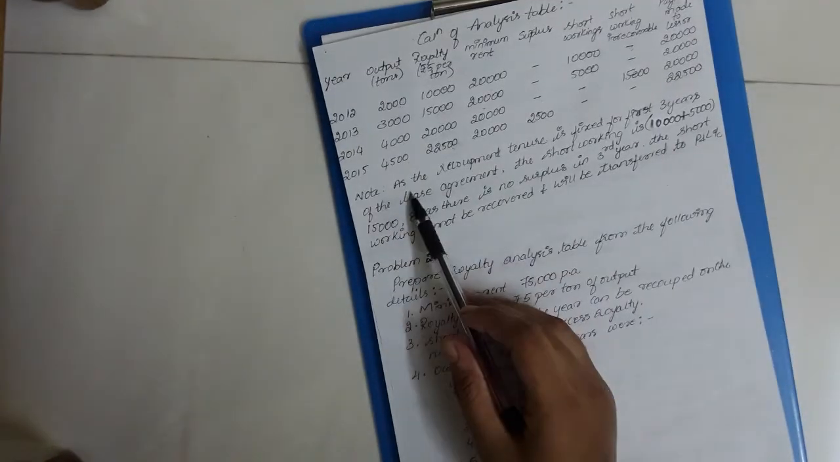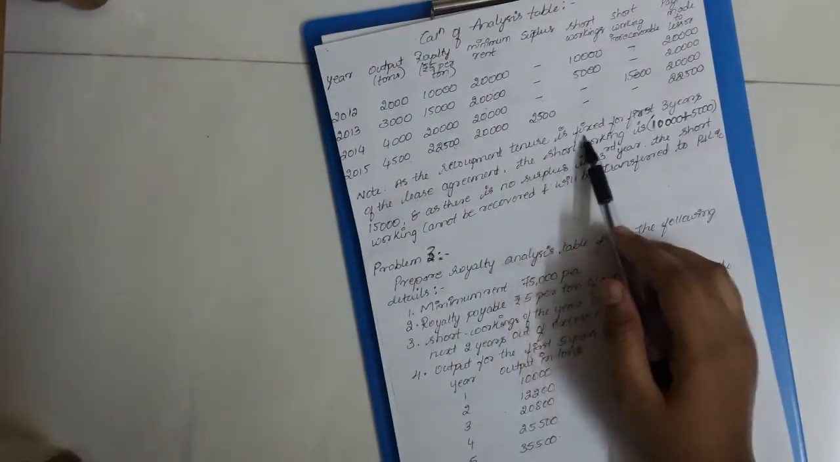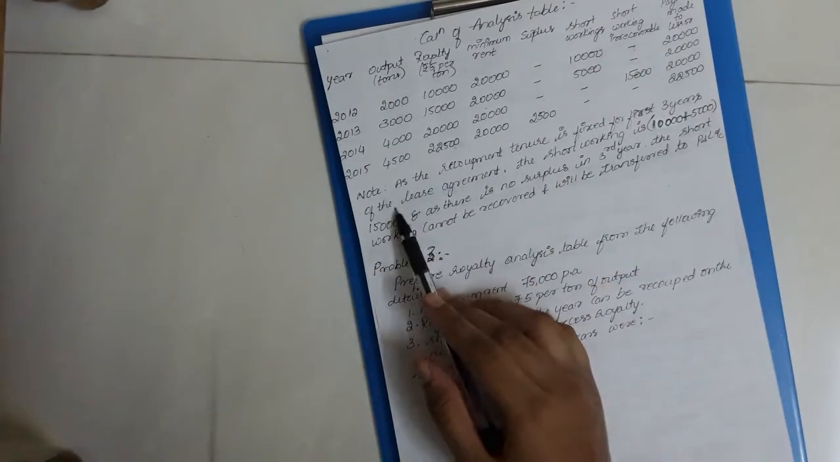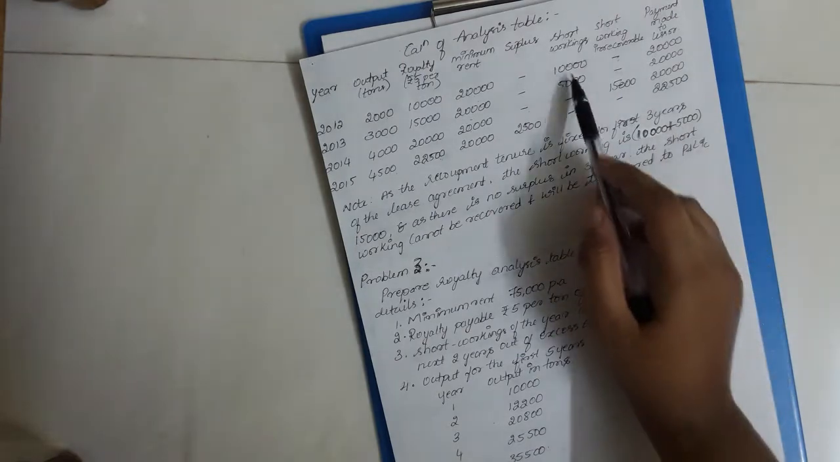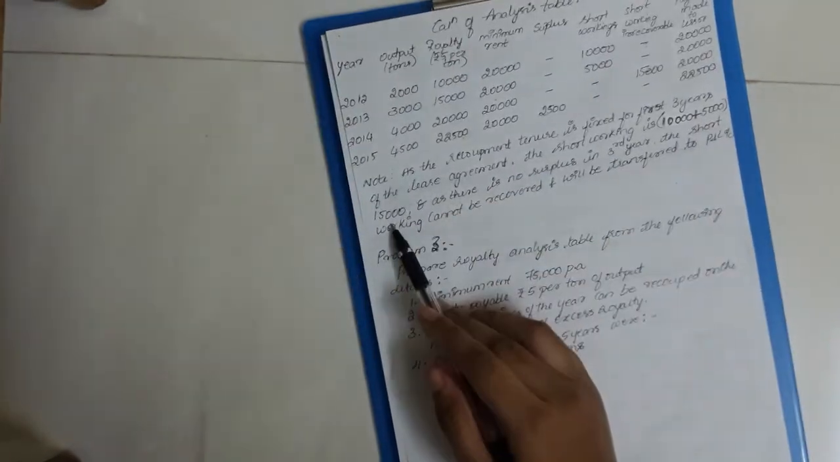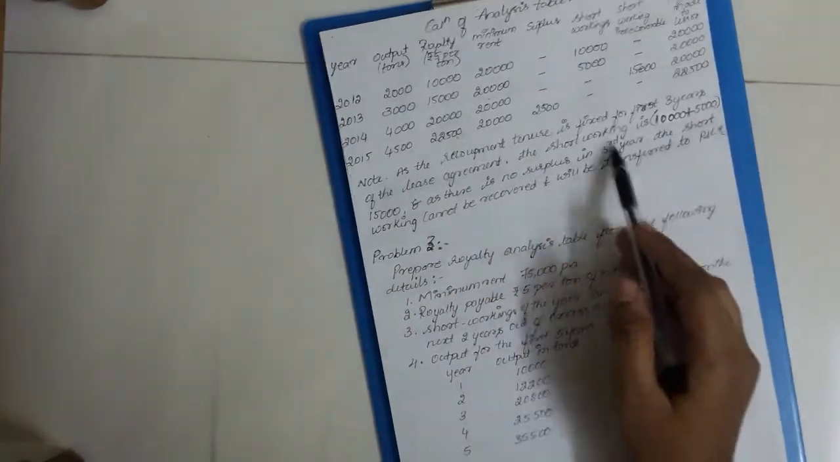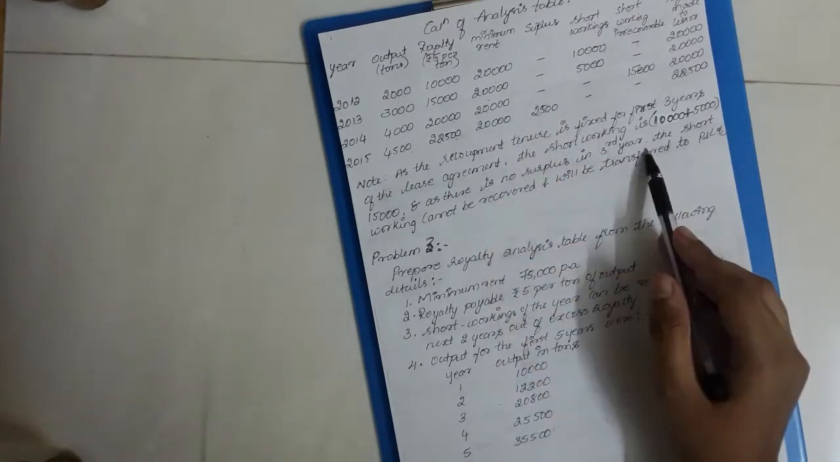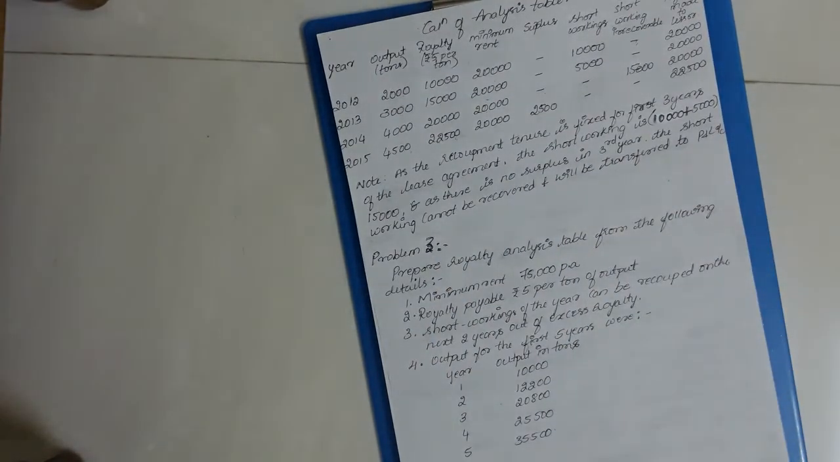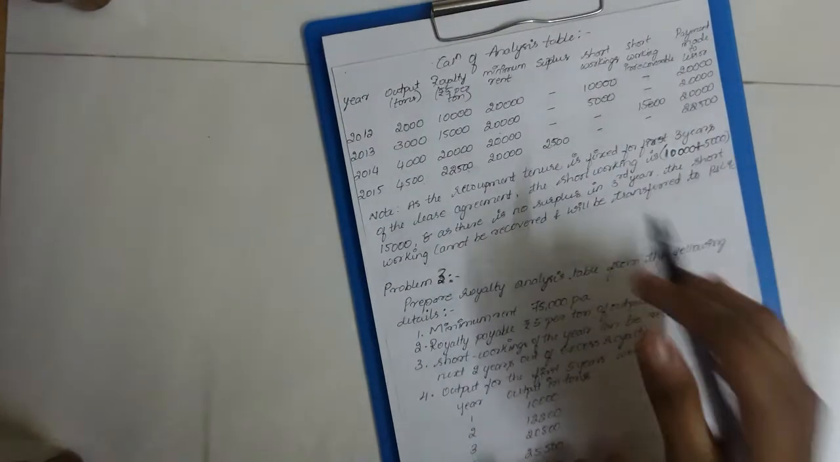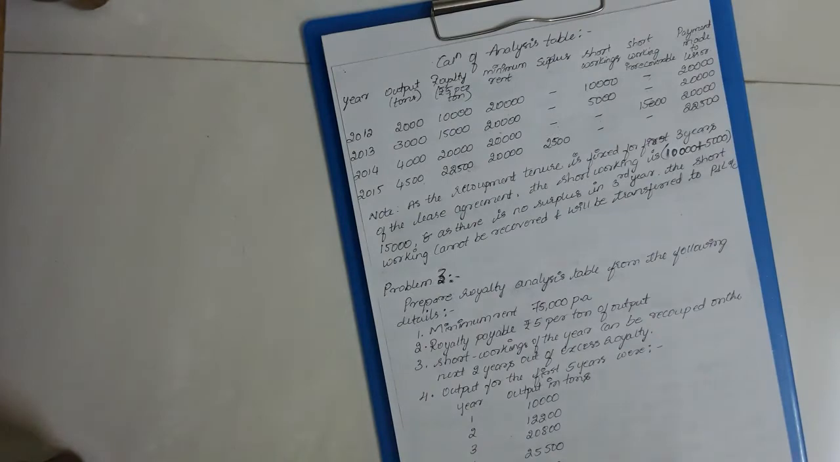In the note you can see, as the recoupment tenure is fixed for the first 3 years of the lease agreement, the short workings are 10,000 plus 5,000 of the first 2 years, 15,000, and as there is no surplus in the third year, the short workings cannot be recovered and will be transferred to the profit and loss account of the lessee. Right, hope you understood the fixed recoupment method.